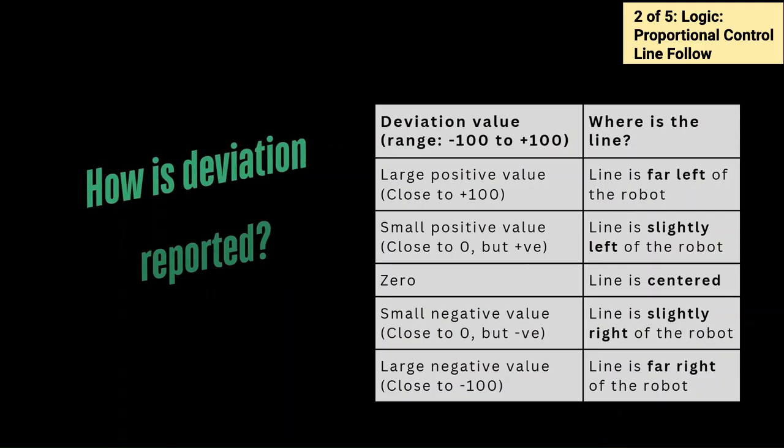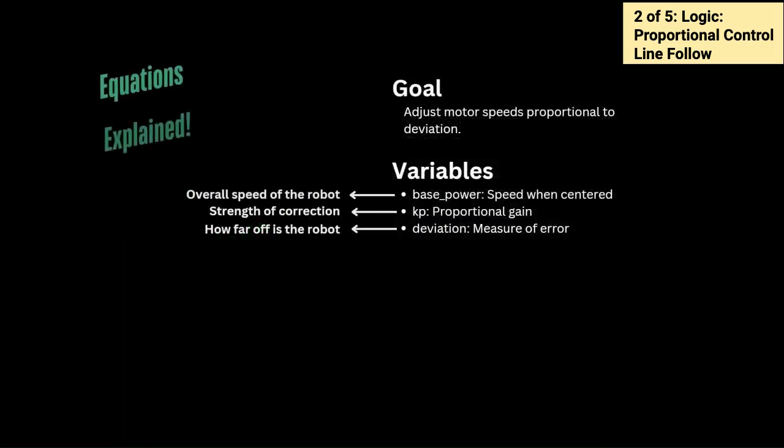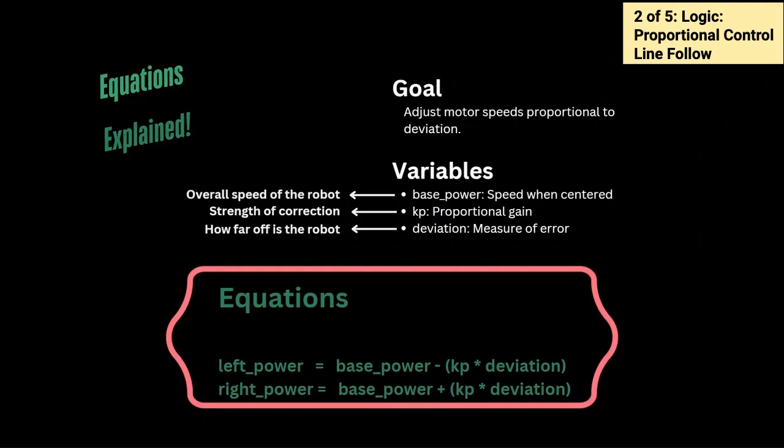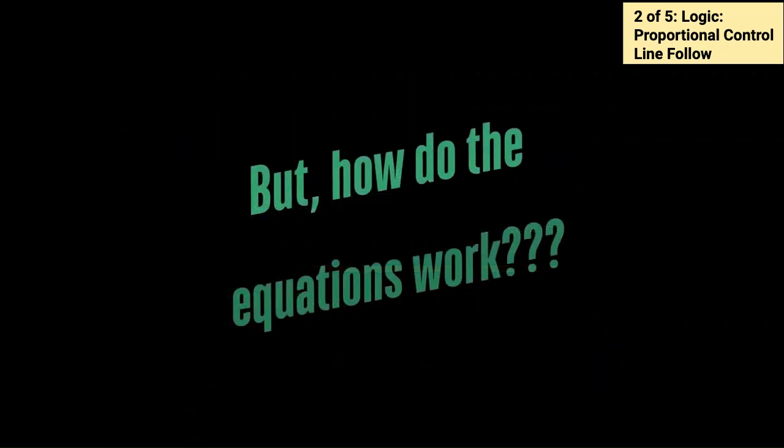Now that you know what the deviation values mean, let's look at the equations. These are the equations. Computing the left and right motor's power is done by taking the base power and adjusting it by a factor that is proportional to the deviation from the center of the line. To understand these equations better, let's walk through 5 examples.